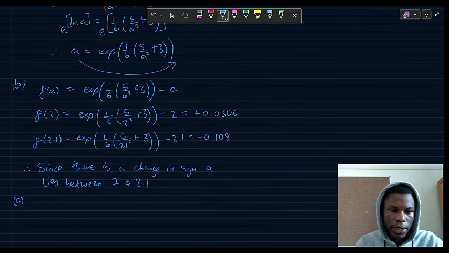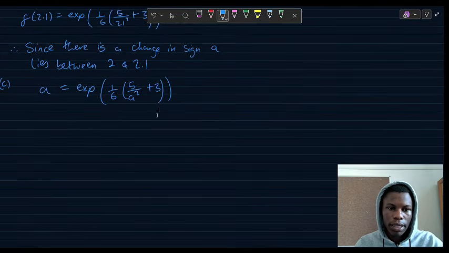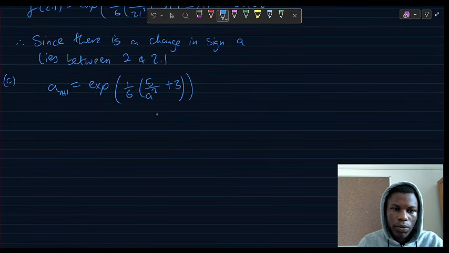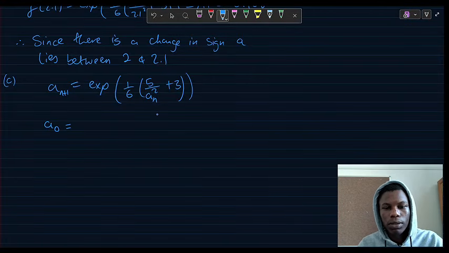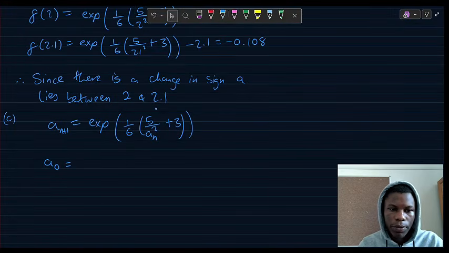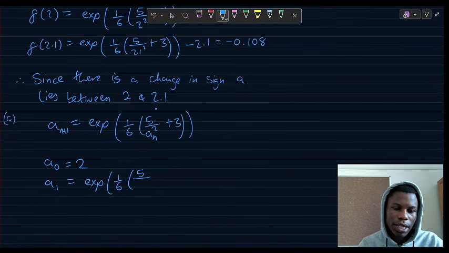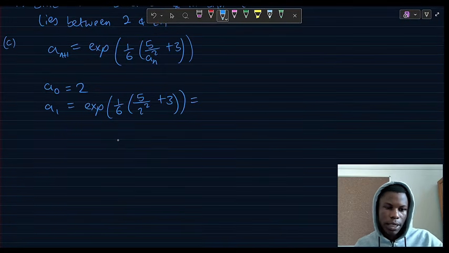Okay. So the equation from A is a equal to the exponential of 1 over 6 times (5 over a squared plus 3). To convert this to an iterative formula, I just need to add n plus 1 there and n. And we need to come up with our initial value, which we'll call a0. For initial value, I'm going to use 2. You can use 2.1. It works just as well. a0 is 2. We need to evaluate a1. So a1 is going to be the exponential of 1 over 6 times (5 over a0 squared, which means we need to take that 2 squared, plus 3) and punch this into the calculator.